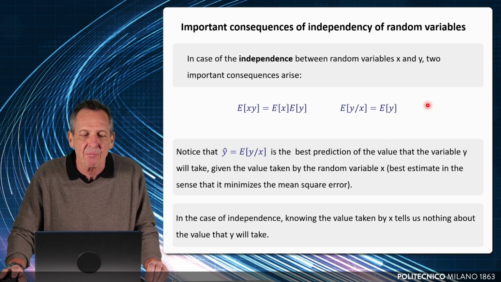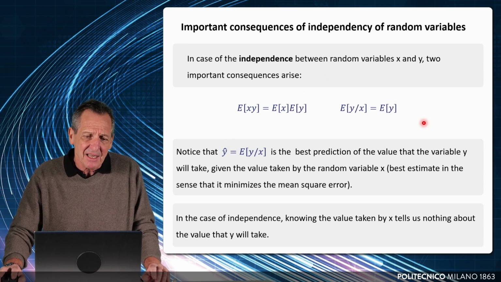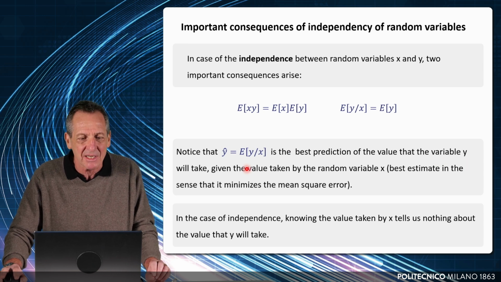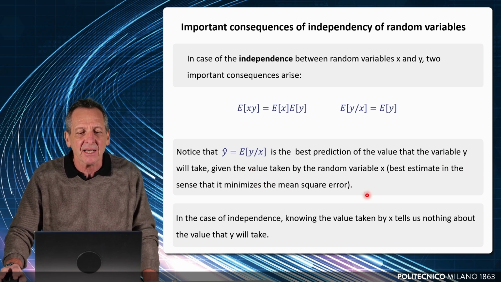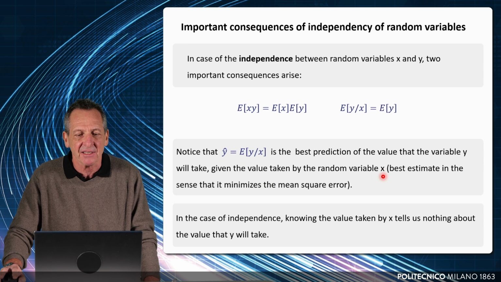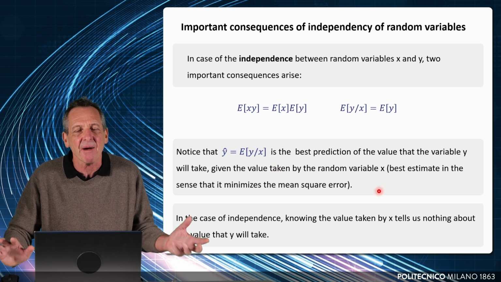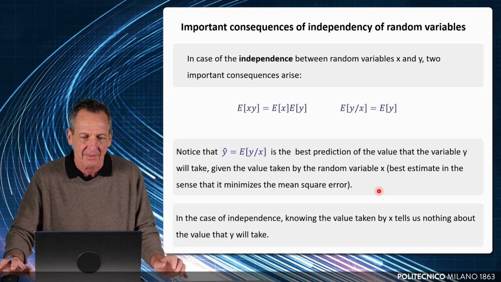Why is this so important? Because this conditional expectation value is the best prediction of the value that the variable y will take given the value taken by the variable x. This is the best estimation in the sense that it minimizes the mean square error.